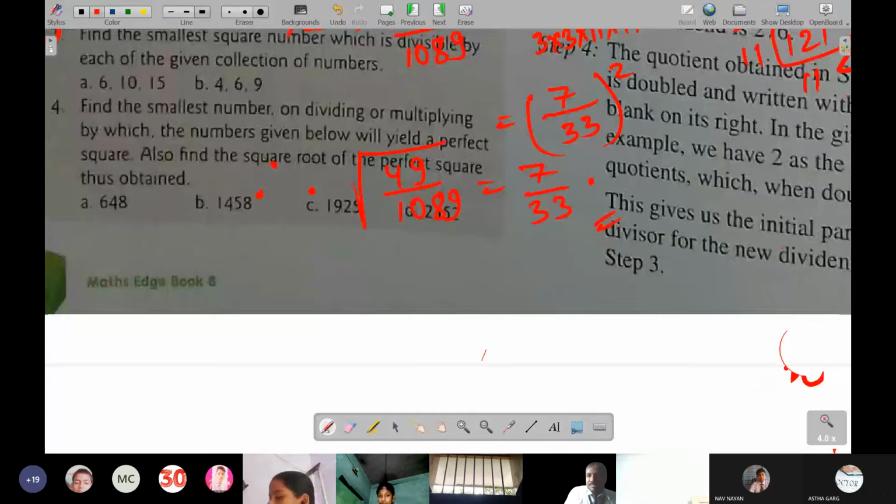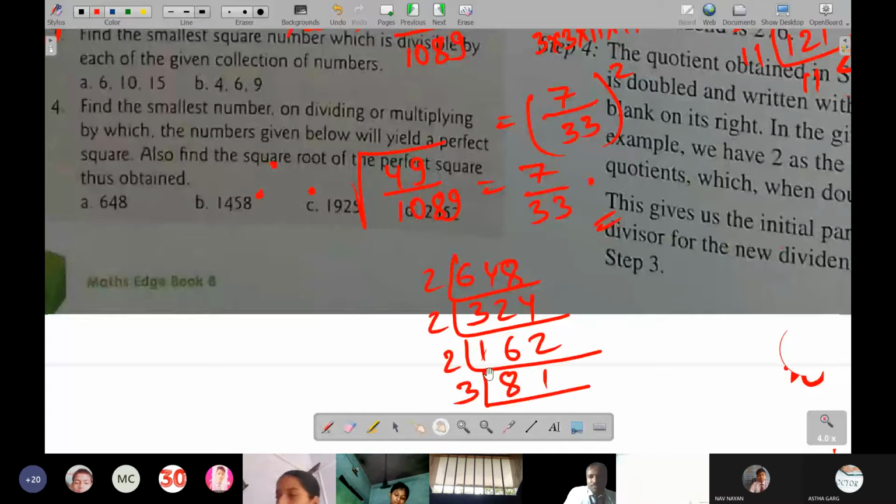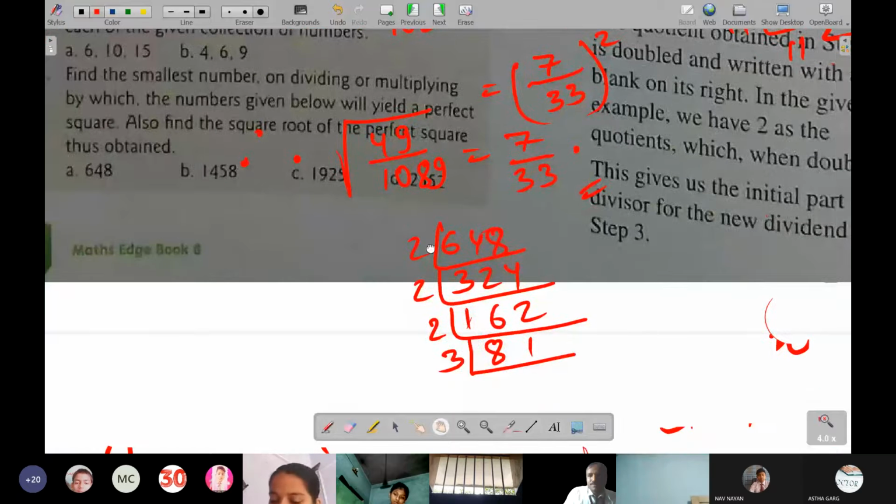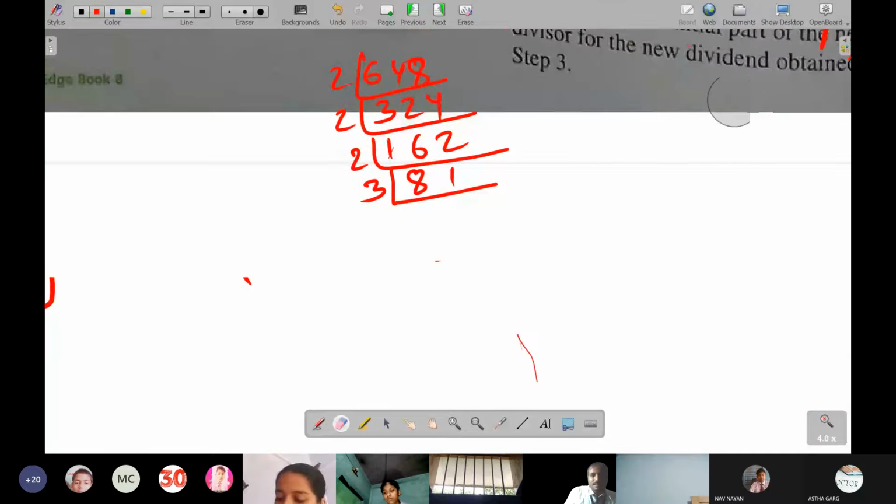If you do prime factorization of 648, of course with 2 it will go: 2 3s are 6, 2 2s are 4, and 2 4s are 8. Again with 2 it will go: 2 1s are 2, 2 6s are 12, and 2 2s are 4. Again with 2 it will go: 2 8s are 16, and 2 1 is 2. Again with 3 it will go: 3 2s are 6. Let me rub this. It will become 27, 3 2s are 6, and 7 3s are 21. With 3, 3 9s are 27, with 3, 3.